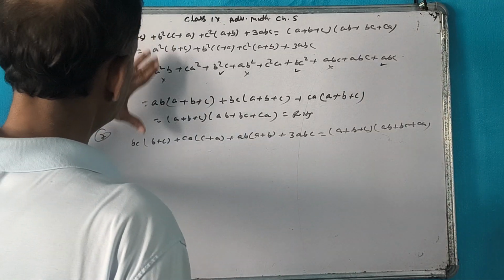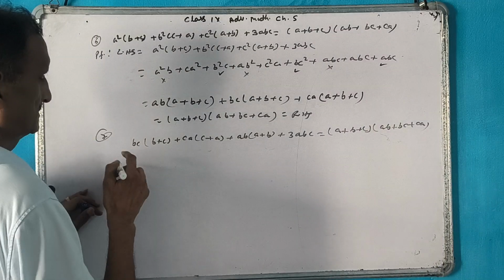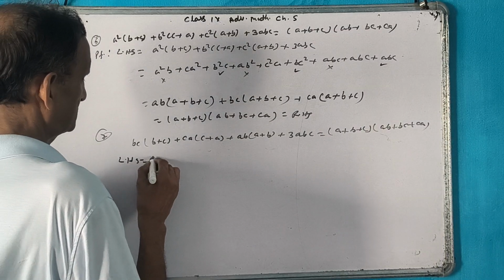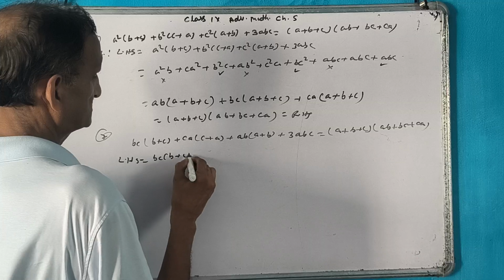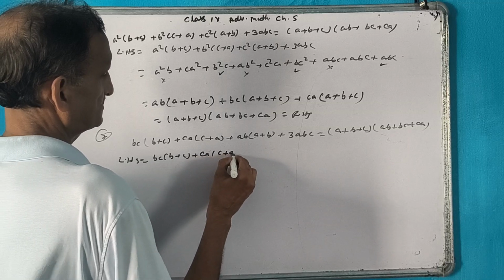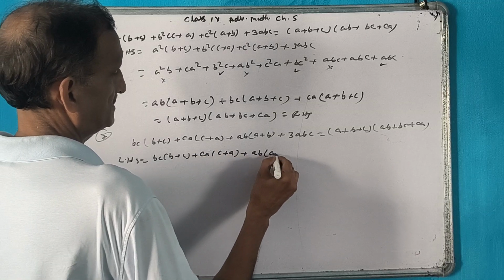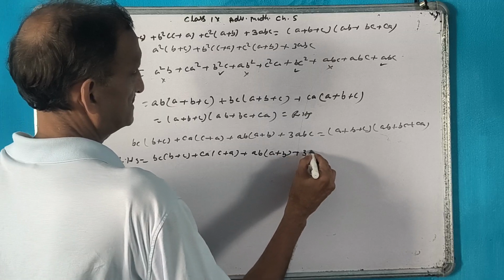Take the left hand side. Almost similar proof. Take the left hand side. What is left hand side? BC into B plus C, plus CA into C plus A, plus AB into A plus B, plus 3ABC.